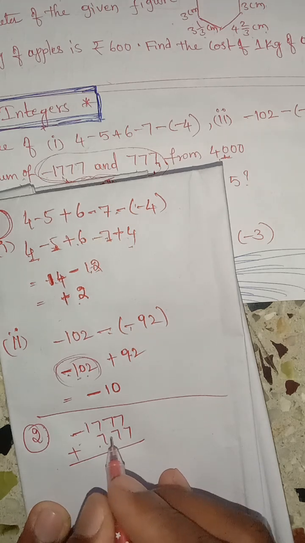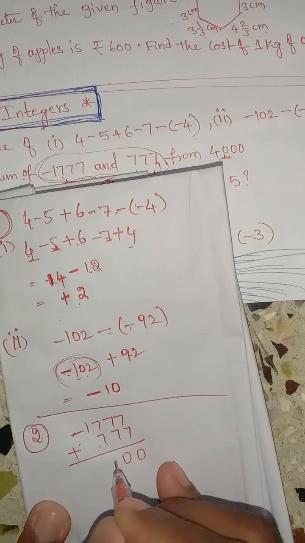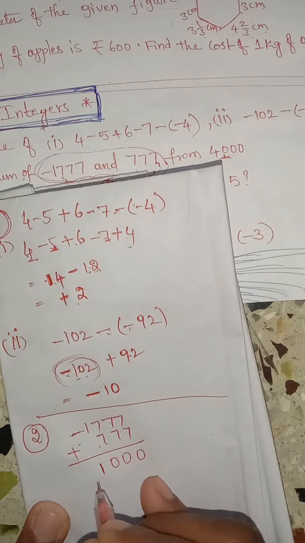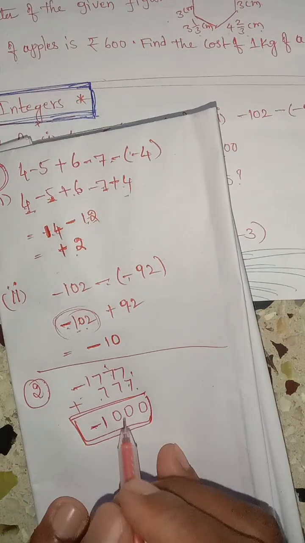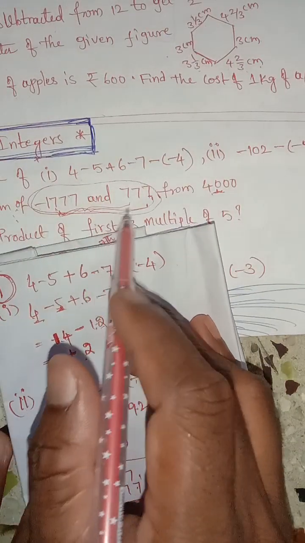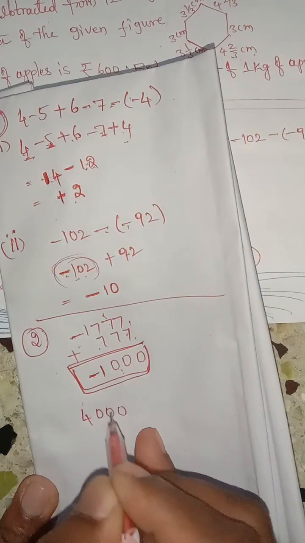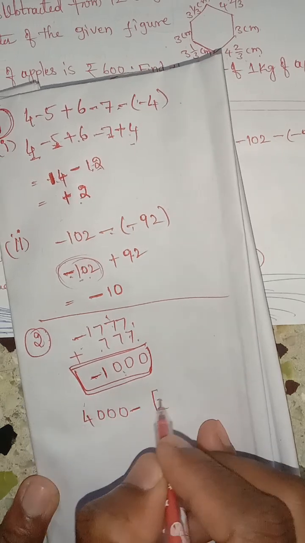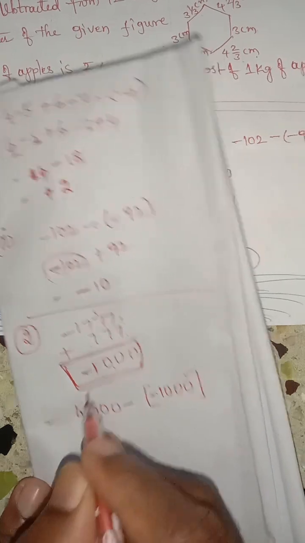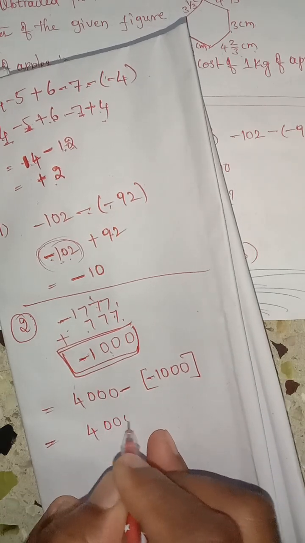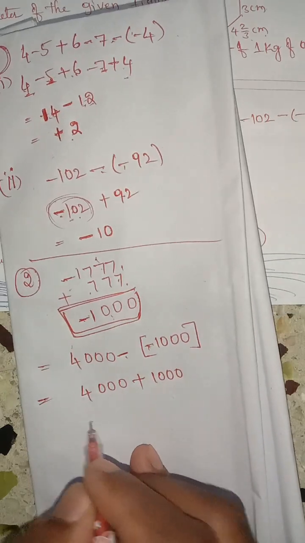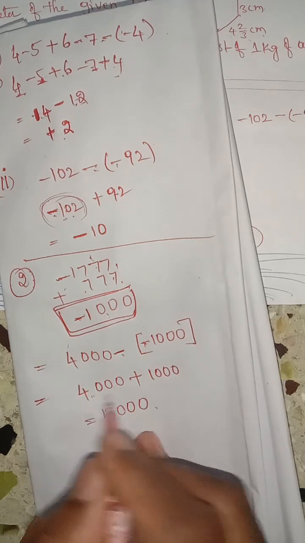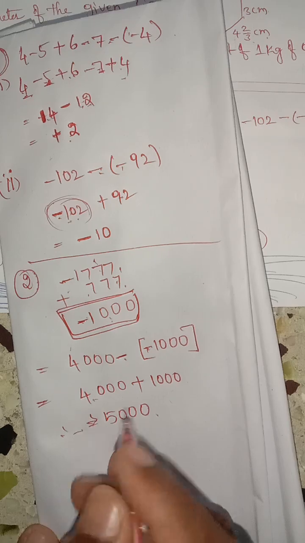So the sum is 0. Then 4000 minus of that sum. So the answer is 4000 minus of minus plus 1000, so the answer is 5000. 4000 plus 1000, 5000. This is the final answer.